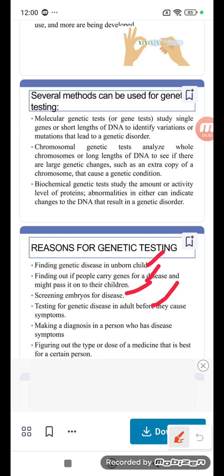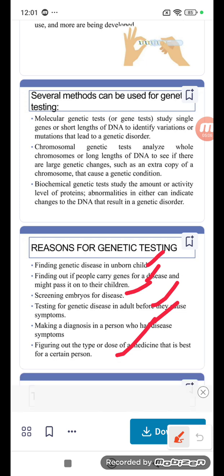It is pre-delivery and post-delivery also. Post delivery also, identification of any genetic problems goes with that. So testing for genetic disease in adults before they cause symptoms, making a diagnosis in persons who have disease symptoms, and figuring out the type and dose of medicines that are best is suggested. Medicines are suggested to the patients also. That's the purpose that goes with this.